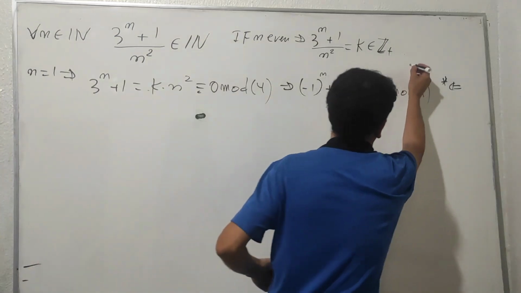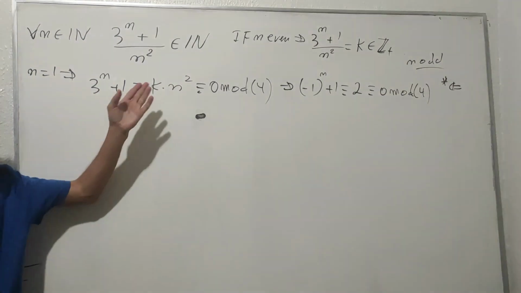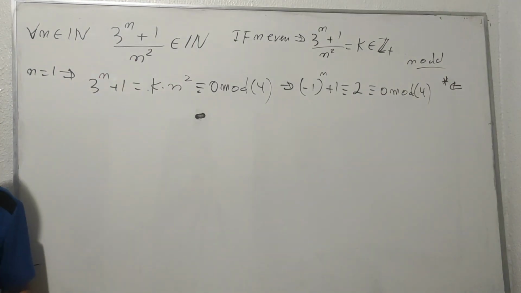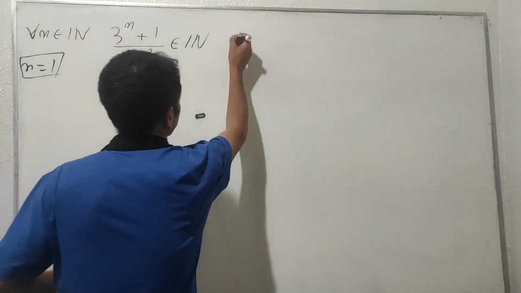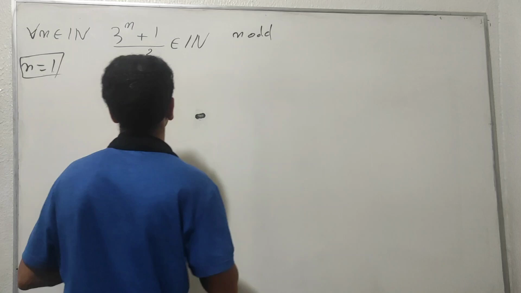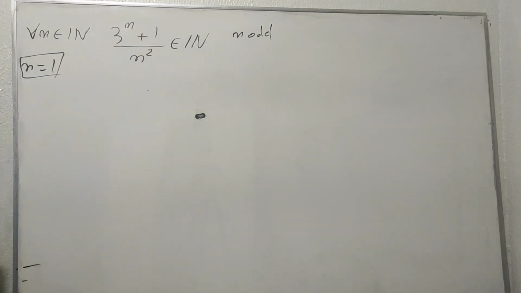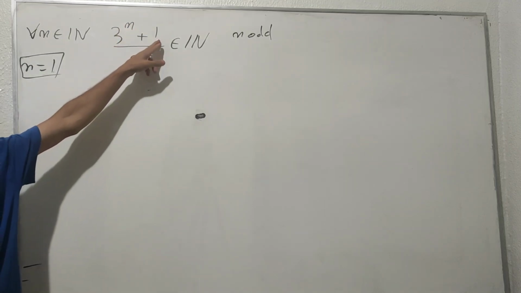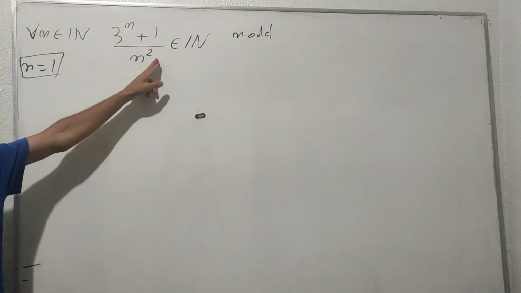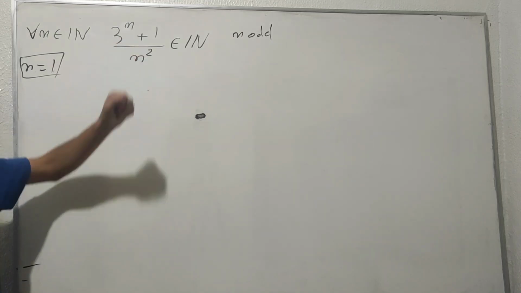Now let's get rid of this one and work on odd integers. In this case, n is odd. If you keep changing n as you go up, you will find this fraction cannot be an integer. For example, if you check n equals 3, you get 27 plus 1, which is 28. 28 divided by 9 is not an integer. And so on and so forth.